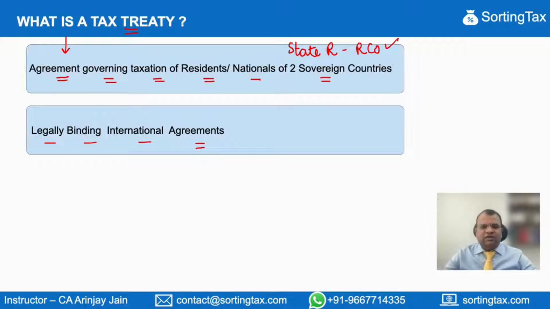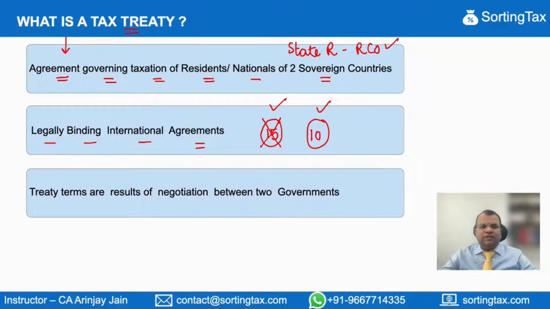So in the previous example that I took, we knew that in the state of source, the withholding tax rate was 15%. But in the tax treaty, the rate was 10%. Now state S cannot say that I am not going to apply 10%, but I will apply 15%. That you cannot do because these are legally binding international agreements. If a country does not abide by the terms and conditions of this agreement, they can be taken to international courts for the implementation of such agreements.